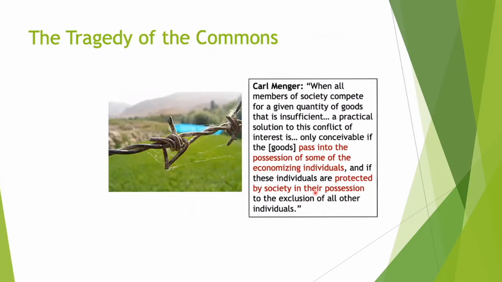You can go back to Carl Menger, the founder of the Austrian School of Economics, and see what he says about this. When all members of society compete for a given quantity of goods that is insufficient, a practical solution to this conflict is only conceivable if the goods pass into the possession of some of the economizing individuals, and if these individuals are protected by society in their possession to the exclusion of all other individuals. In other words, if you have property rights that mean something, then you can solve that problem.